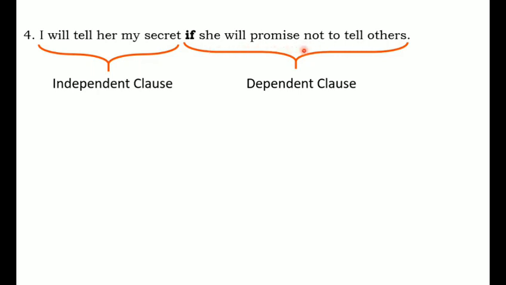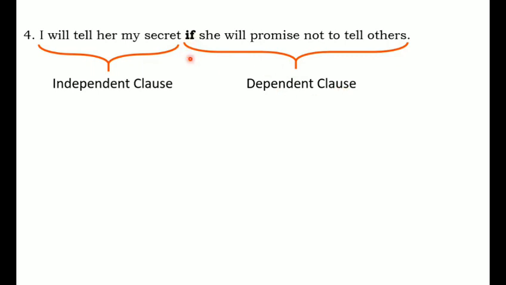This has no meaning unless you connect this with the independent clause. If you are going to remove this part, it does not express a complete thought. If she will promise not to tell others, so what? It does not mean anything. So, in order for this part to have a sense, it should be connected to this part in order to have a perfect sense. So, this is called dependent clause.